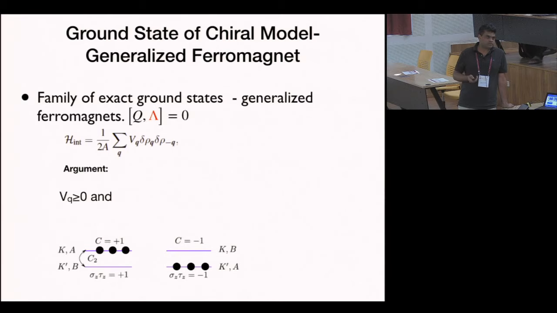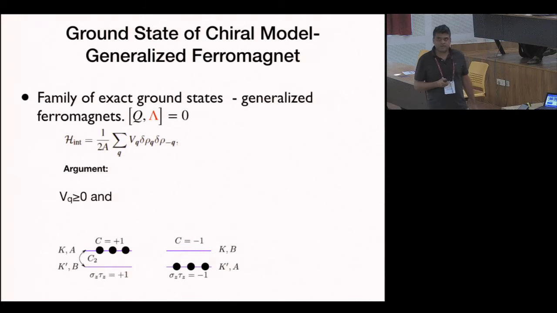In other words, it commutes with this matrix, the product of sigma z and tau z. So Qs that commute with that, which also have the trace zero condition, which tells you there are as many empty as filled bands. Those states we claim are ground states of this Hamiltonian.